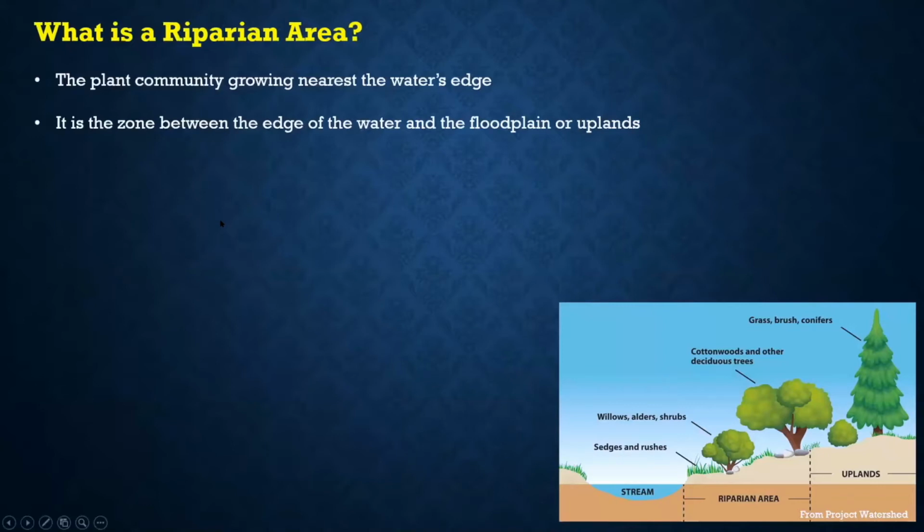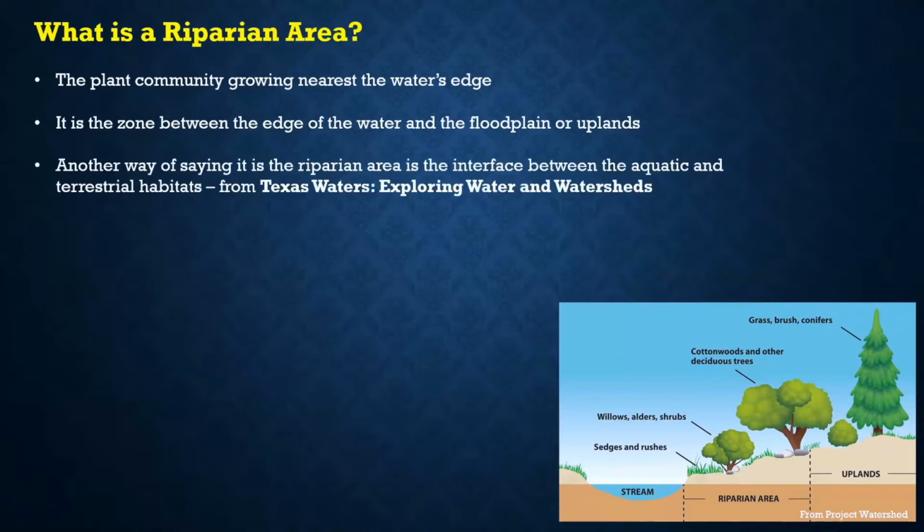So first of all, let's jump right into it. Real quickly, what is a riparian area? It's basically a plant community growing nearest the water's edge. The zone can be a few feet wide. It can be 100 feet wide. It could be wider than that even. But generally, it's between the edge of the water and where you shift to the upland areas. You can see that represented there on that diagram.